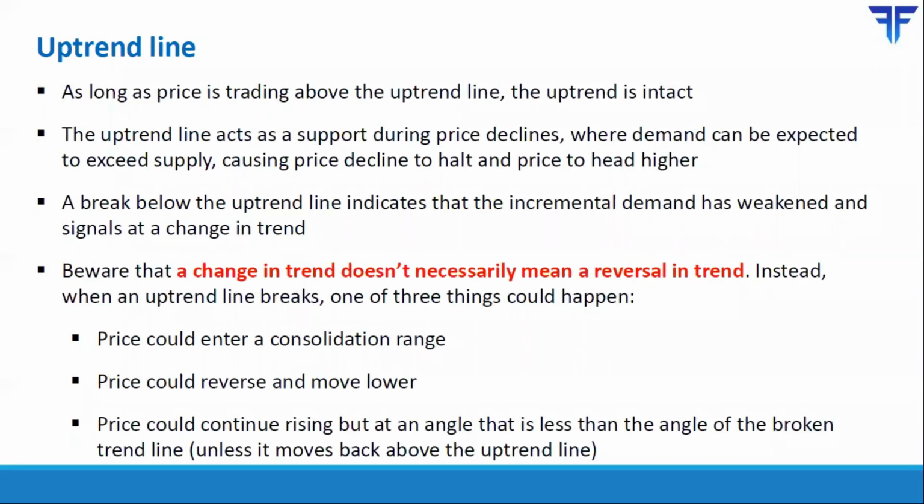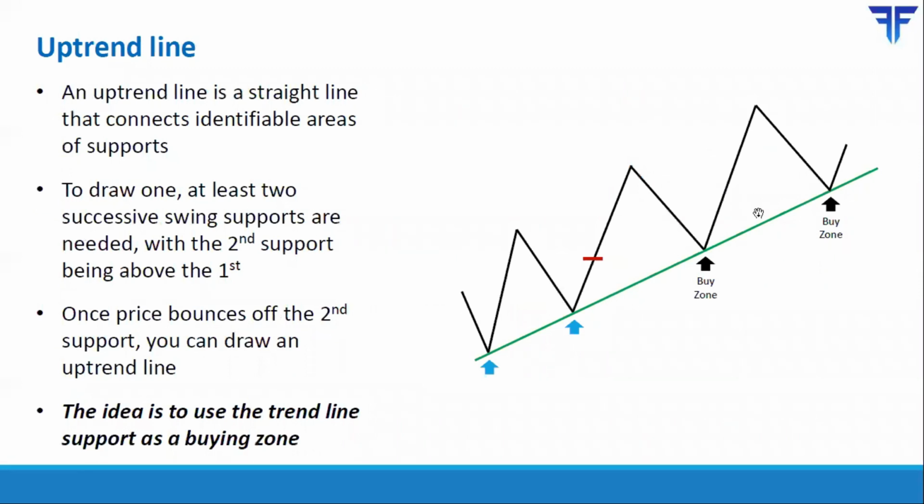In the coming sections, we will see charts of how you can interpret and analyze using trend lines. But before that, let's understand a few terminologies that pertain to uptrend line. Now, as long as price is trading above the uptrend line, the uptrend is intact. So as you can see from this image, price is continuing to trade above the uptrend line throughout this image.